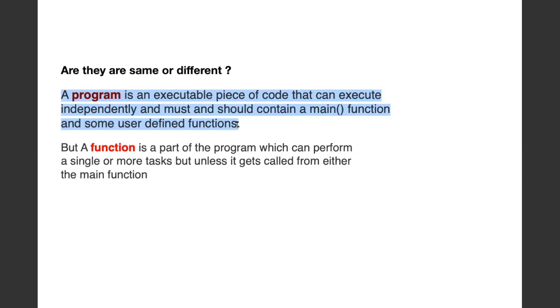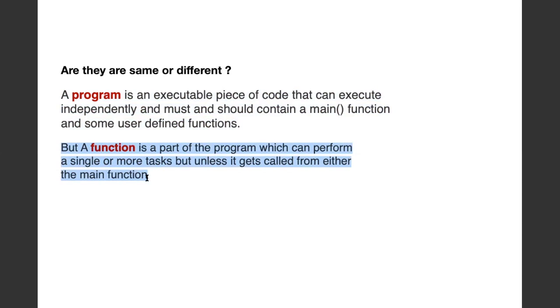So if your file contains a main function, it treats that as your program and starts executing. Whereas a function is just a part of your program. It itself is not a program. It is just a part of your program which will perform either one task or more than one task. But if it has to get executed, it should be called from the main function, or it can be called from some other function.